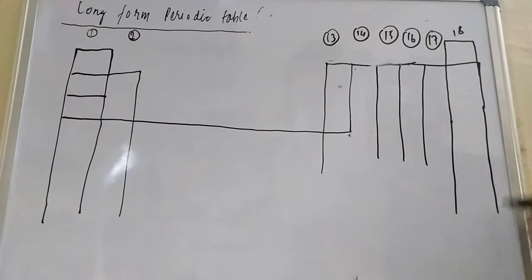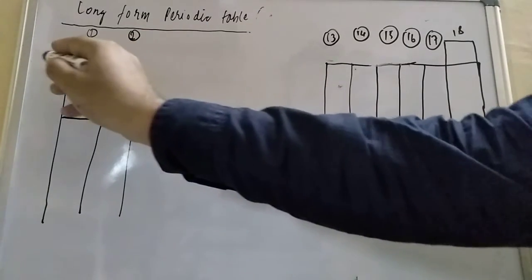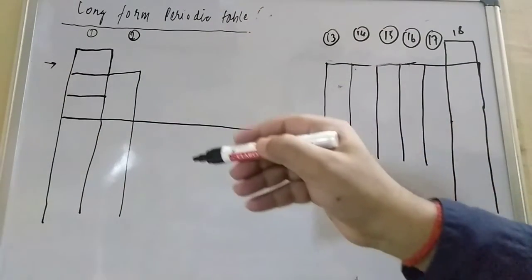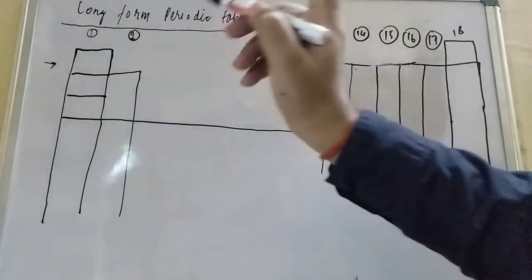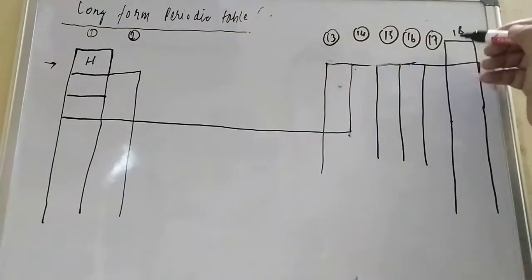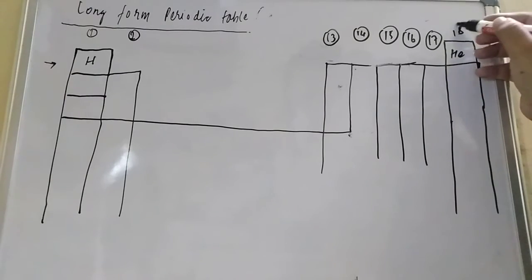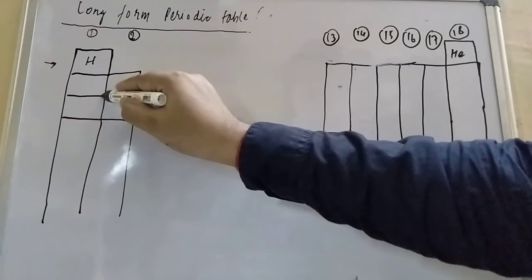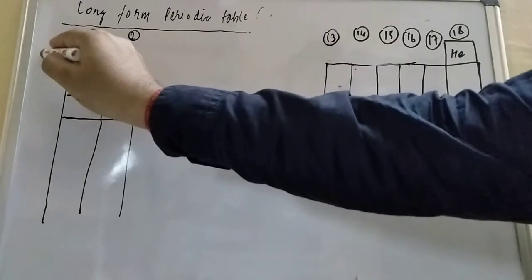Now, students, that is the first period. Left to right is what, students? Period. And top to bottom is group. So left to right, in the first period I told how many elements? 2. The first element is hydrogen, and the second, students, is helium. So in the first period, how many elements? 2. Now you go for the second period. So this is the first period, students.